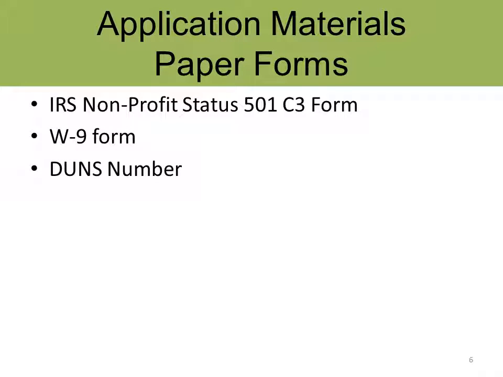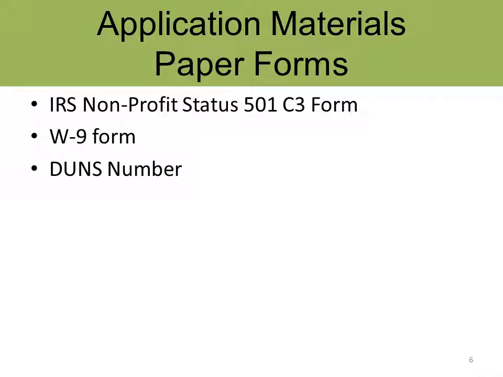Applicants must also submit documentation of tax-exempt status under the Federal Internal Revenue Code of 1986 if they are private, nonprofit entities. Please note SFSP regulations do not require church sponsors to obtain federal tax-exempt documentation. Also submit a W-9 form and a Data Universal Numbering System, or DUNS, number.